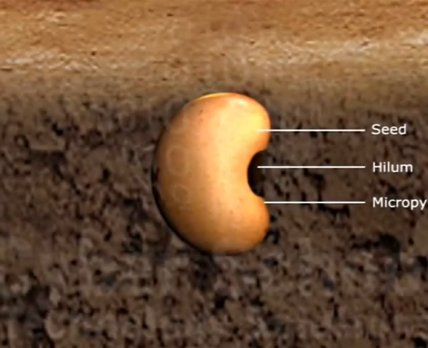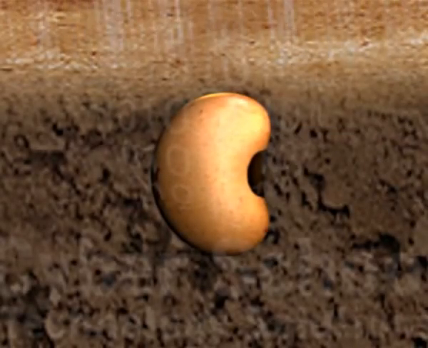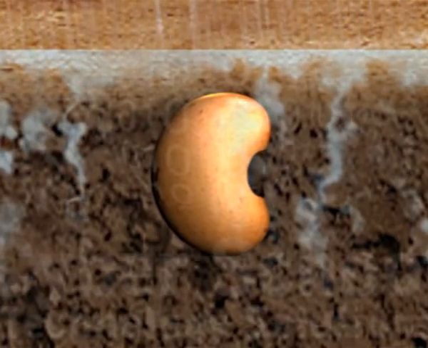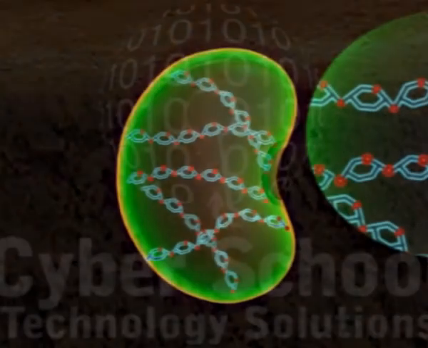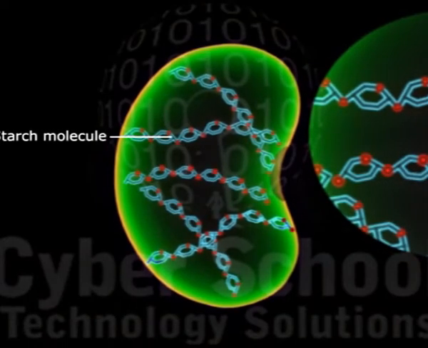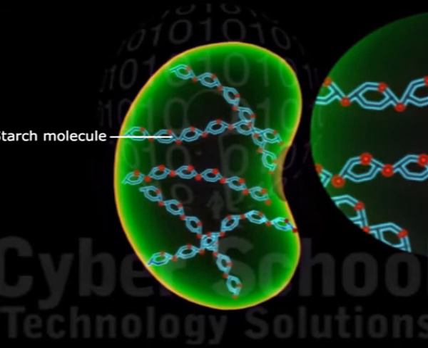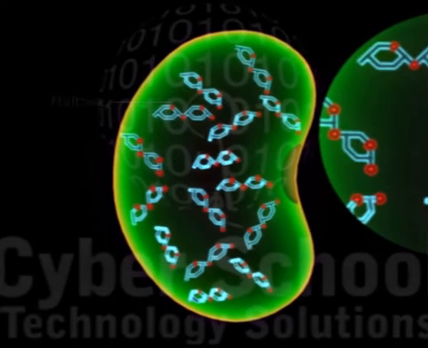Before germination, a seed is said to be in a dormant state. When the seed begins to germinate, it imbibes water from the soil. The water enters the seed through the micropyle. The water triggers the hydrolytic enzymes in the seed to convert starch into glucose. This provides the energy for growth.